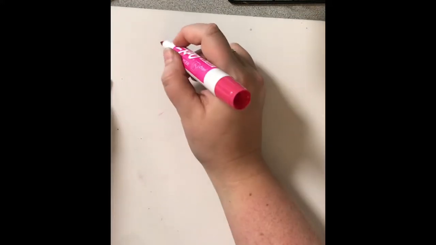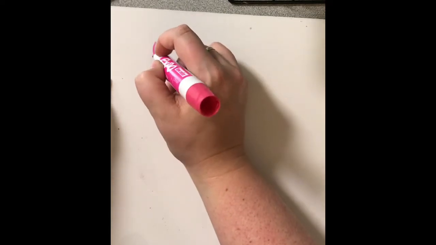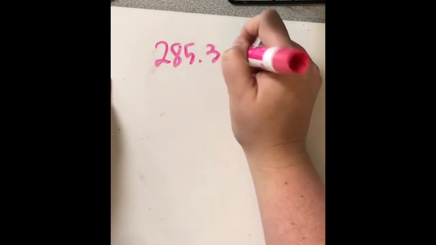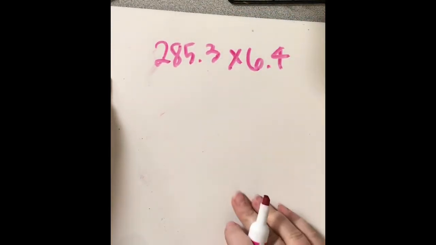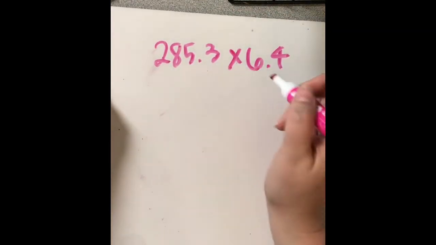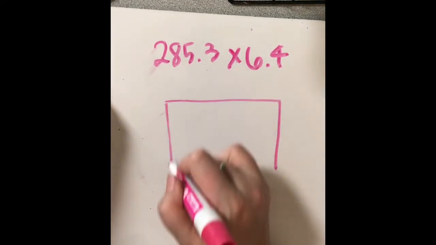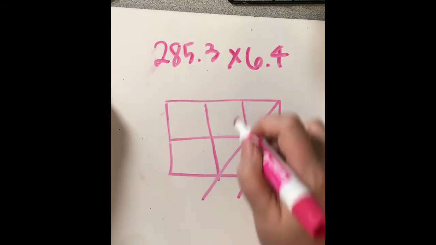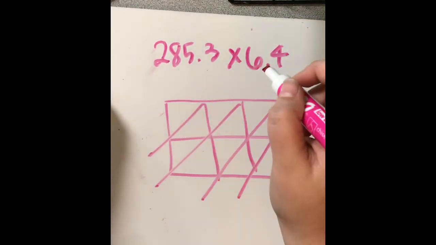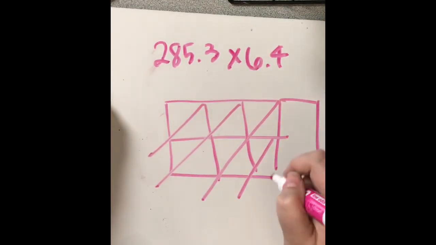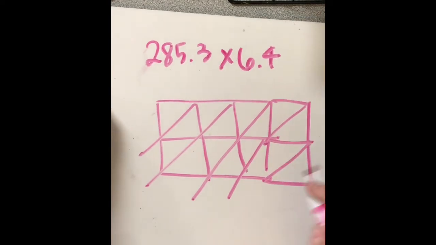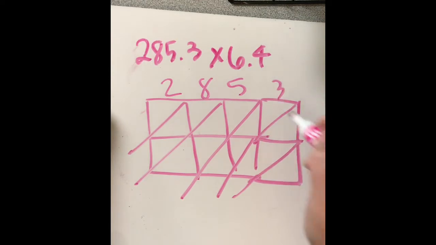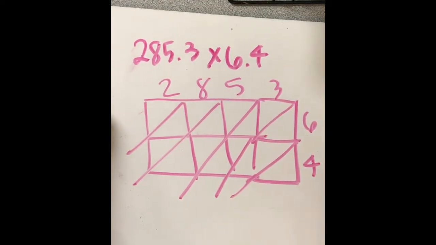So for find the product today, we're supposed to do 28.53 times 6.4. So you need to draw lattice boxes for this. We need a 3 by 2. So go ahead and flip your paper over so you can follow along. Oh, darn, we need a 4 by 2. There we go. Okay, so we have 2, 8, 5, 3, 6, 4. Okay, so let's check our work.